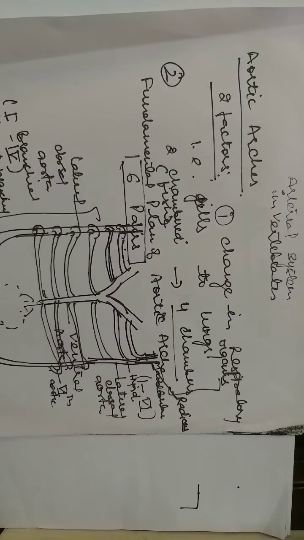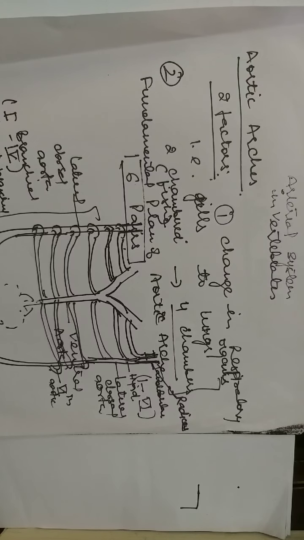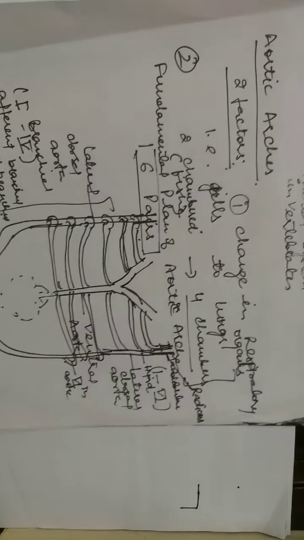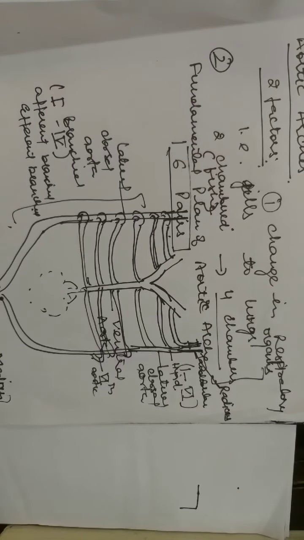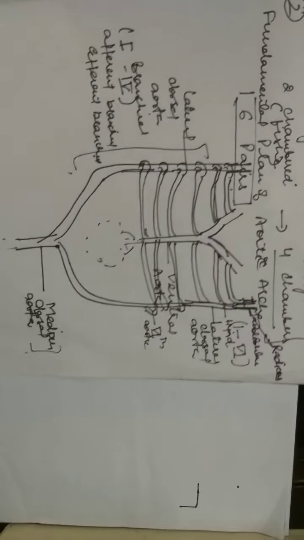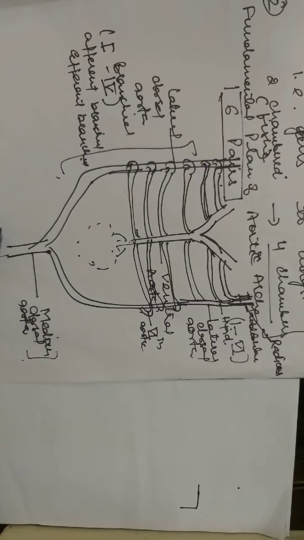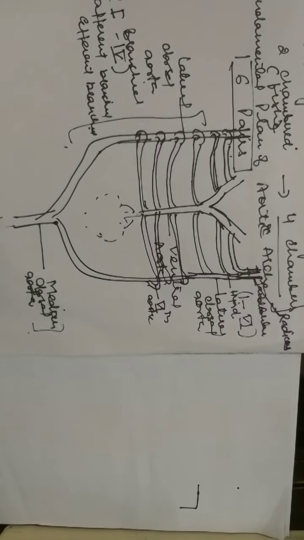We are continuing our topic aortic arches. In my last lecture of aortic arches, we studied that the evolution of aortic arches basically depends upon two factors: the respiratory system, change in gills to lungs, and the chambers of the heart, two chambered heart to four chambered heart. And we studied this basic plan of arterial system of aortic arches, particularly of the head region.